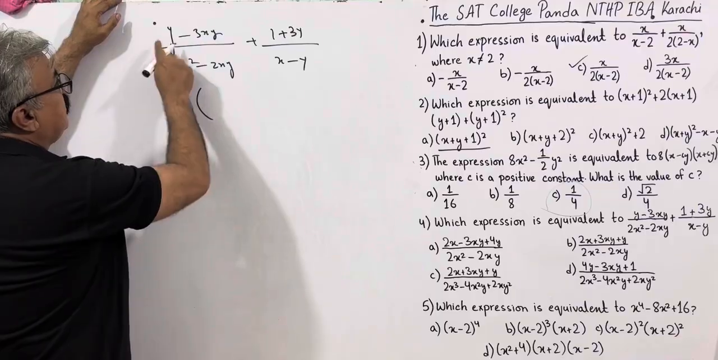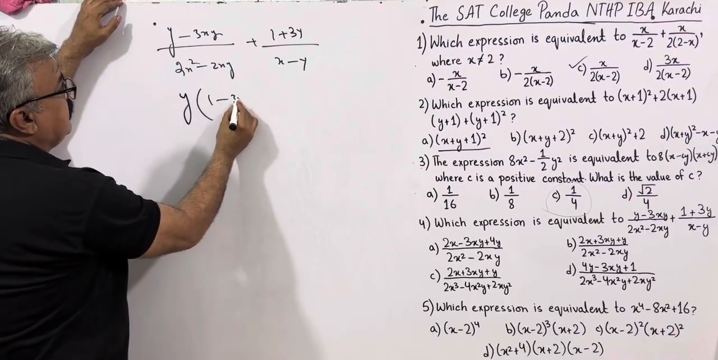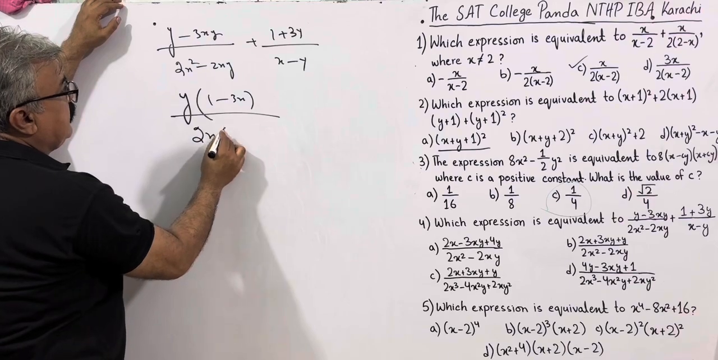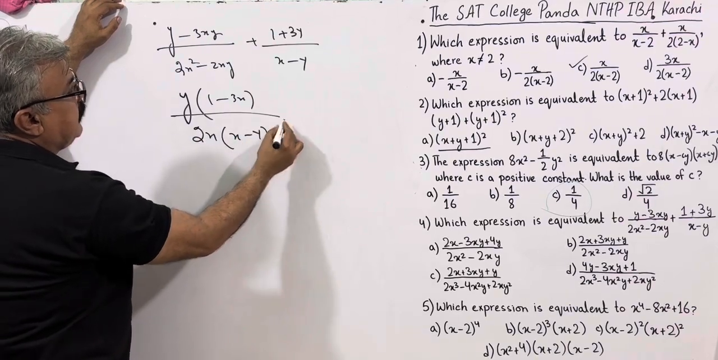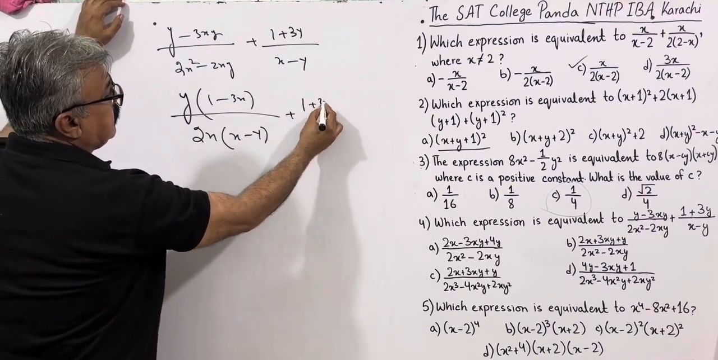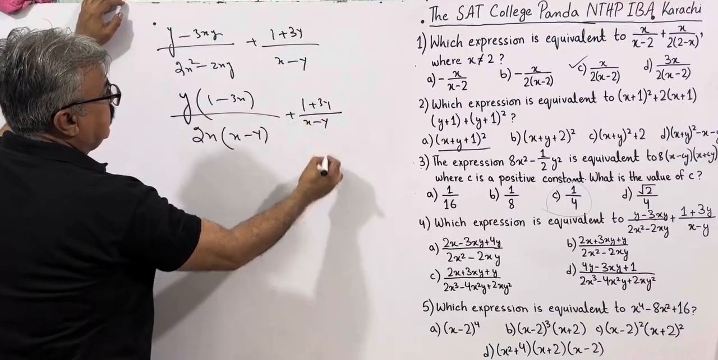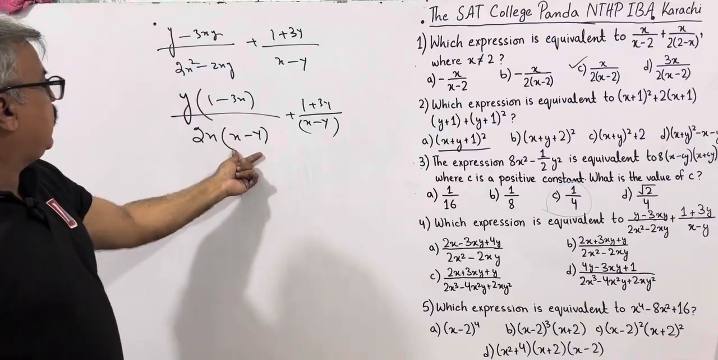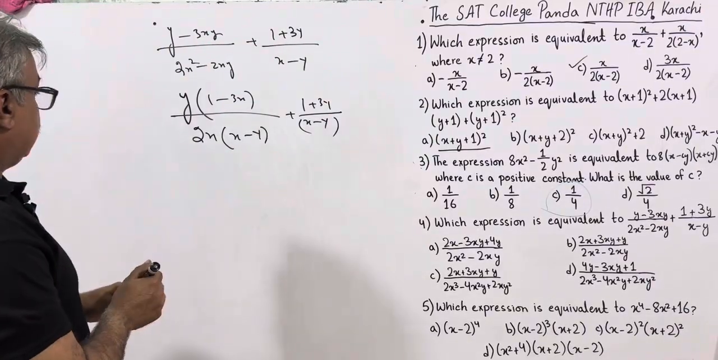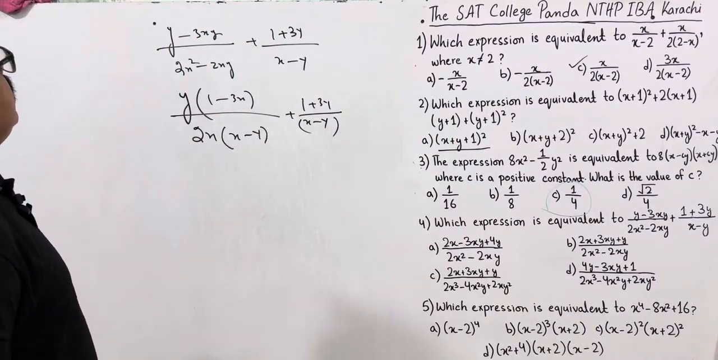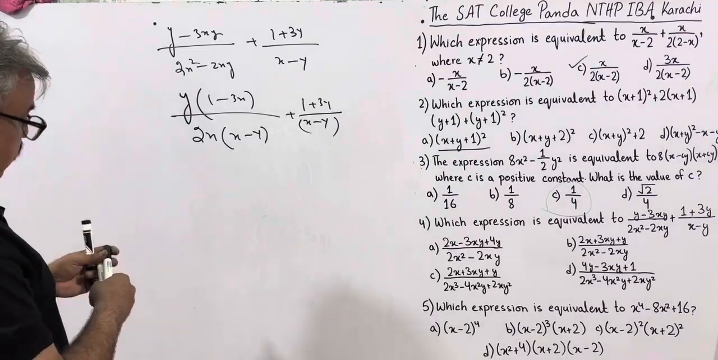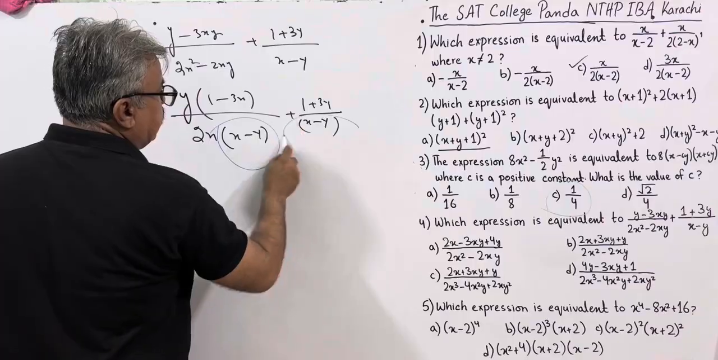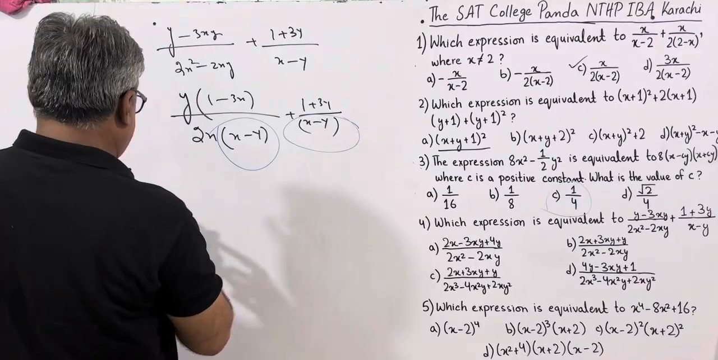Taking y common from the numerator, I have 1 minus 3x. Taking 2x common from the denominator, I have x minus y plus 1 plus 3y divided by x minus y. Look at this, x minus y is common in the denominator. One can take it common; one can have acumen of mathematics. It can be factored out even from the denominator.